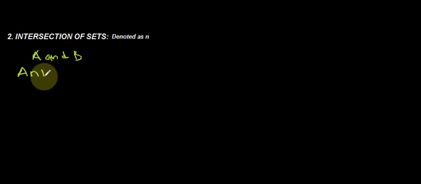It is usually denoted as a small letter n, or you can also say upside down U, but it's usually denoted as small letter n. For example, if you are asked to find the intersection of two given sets, between set A and set B, we say A intersection B. That's how it is simply written. Let's look at an example.